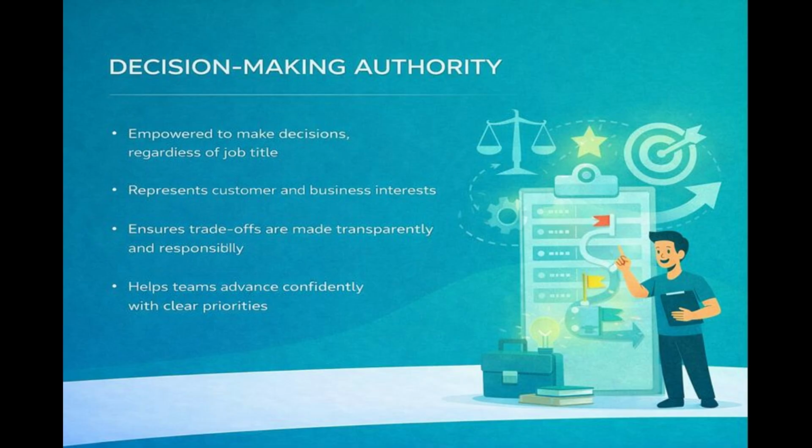Decision-making authority. Regardless of their official job title, product owners must be empowered to make decisions. They represent customer and business interests and ensure that trade-offs are made transparently and responsibly. This authority allows teams to move forward with confidence, knowing priorities are clear.